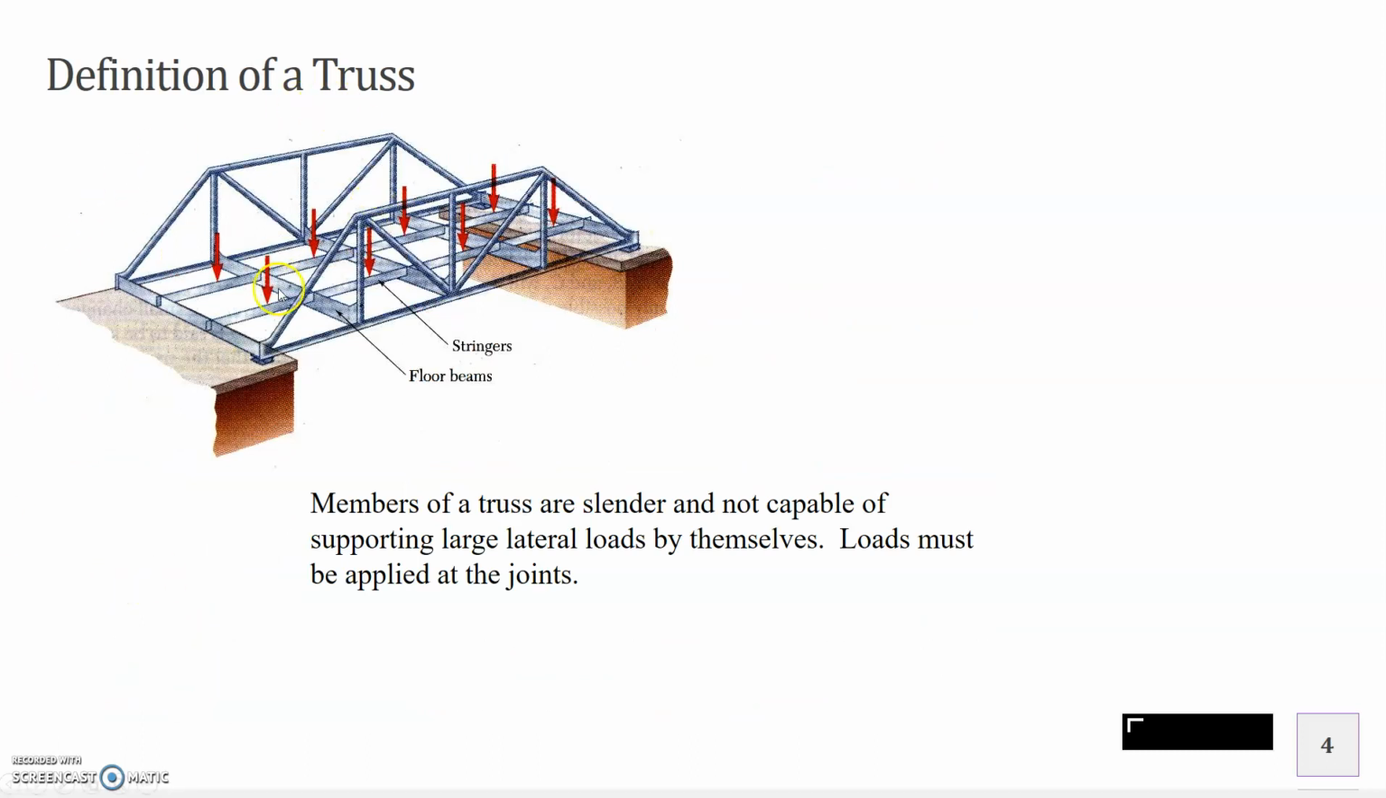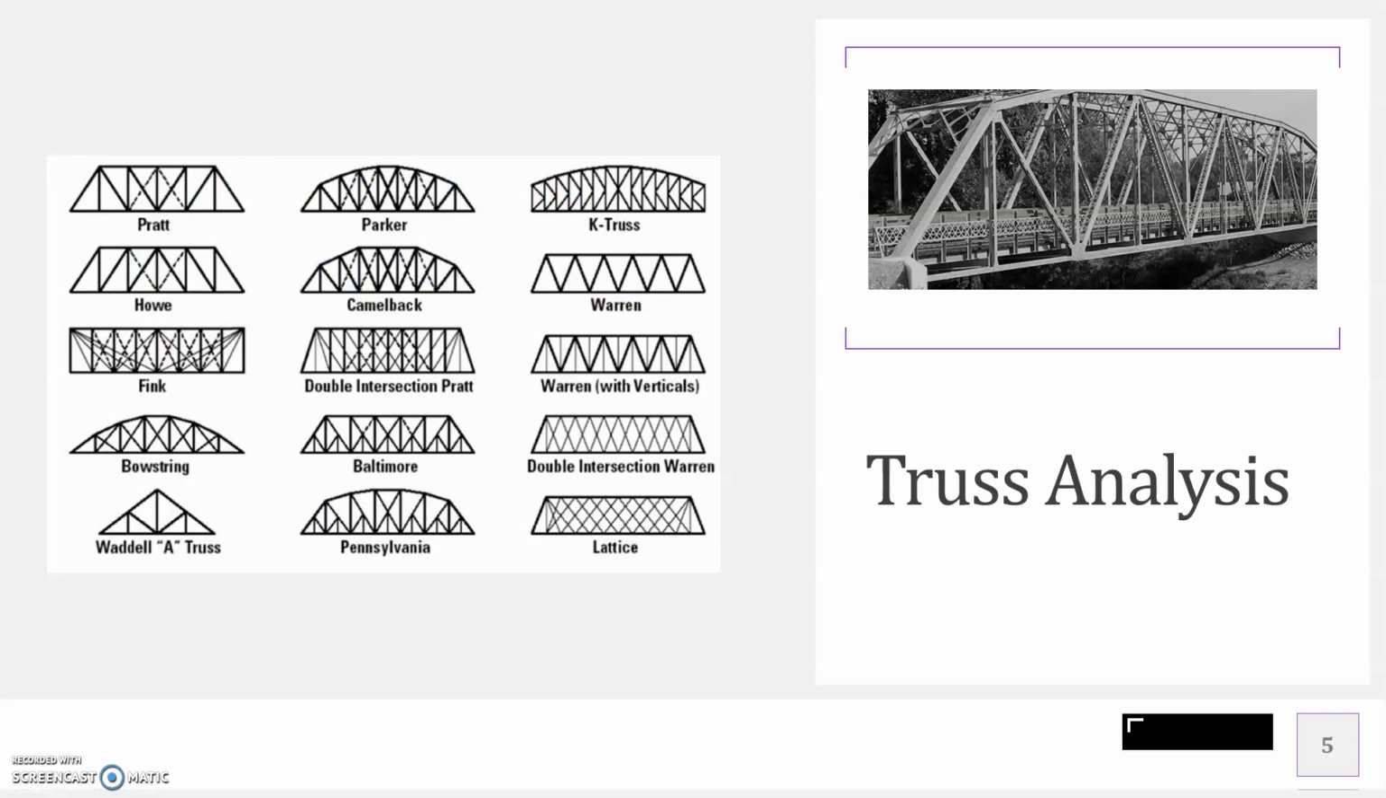So here is a simple truss. Individual members are slender and not capable of supporting large lateral loads by themselves. So one little beam here could not support a car. And even 2 or 3 or 4 of these could not support a car. But by adding this truss here and on this other side, now you can actually make that happen.